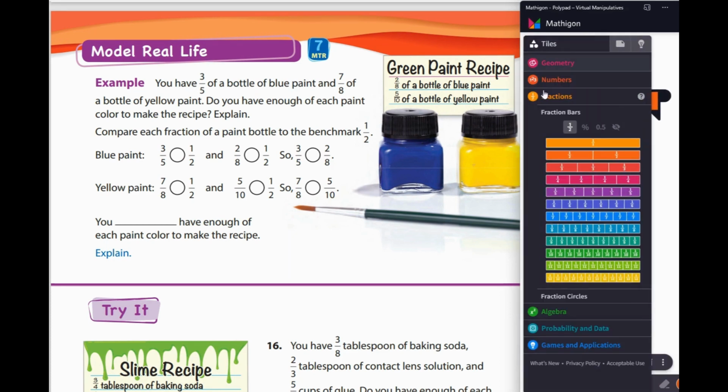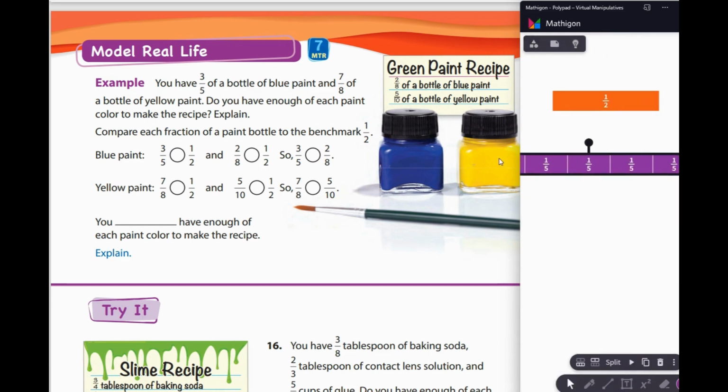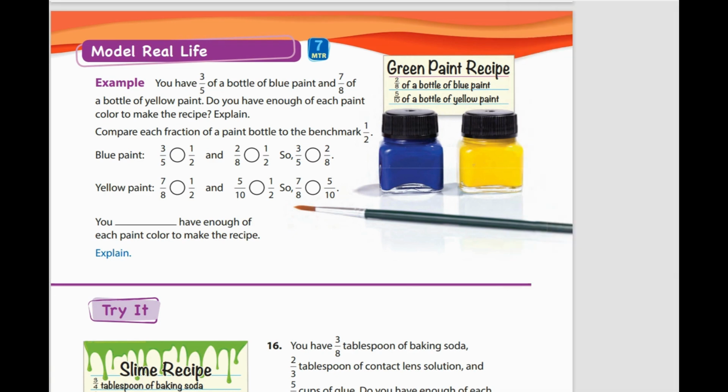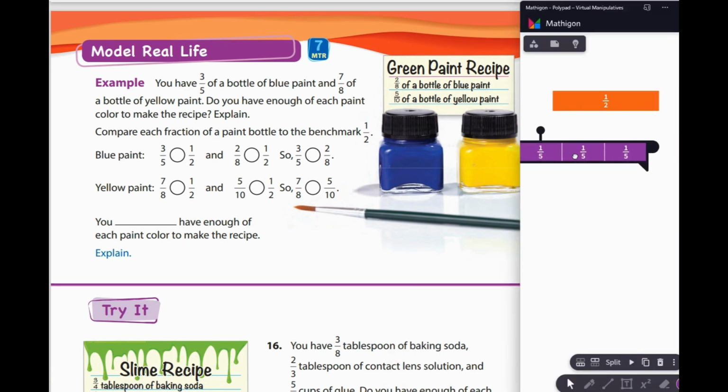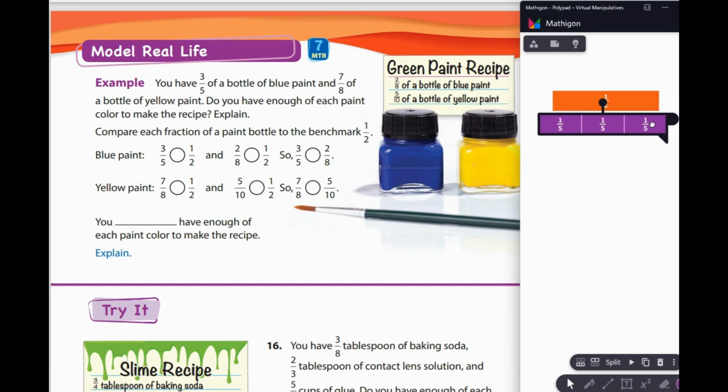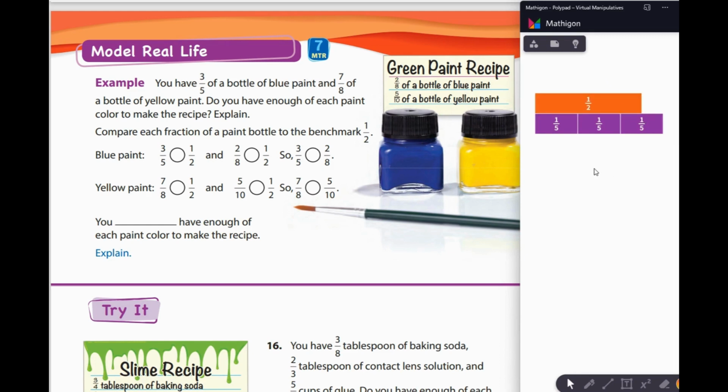1/2, and I am going to compare 3/5 to that. Let me bring that back. All right, so I have 3/5. Let me move that over. There we go. Okay, so if I were to compare 3/5 to 1/2, I say that 3/5 is greater than 1/2. I could use cross multiplication too and say 2 times 3 is 6 and 5 times 1 is 5. So therefore, 3/5 is greater.